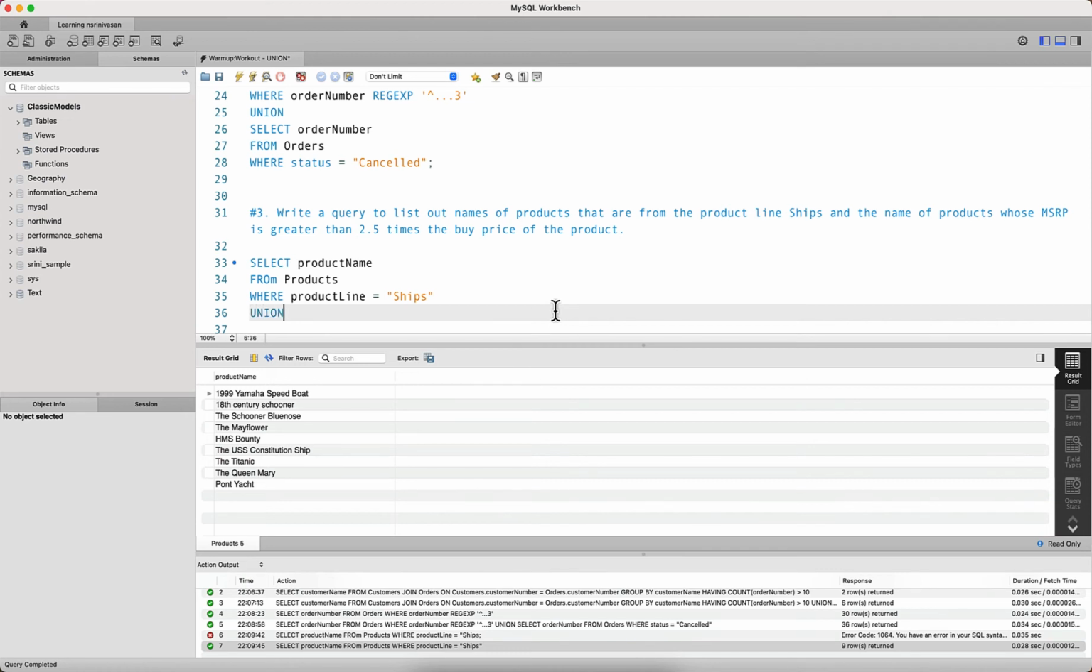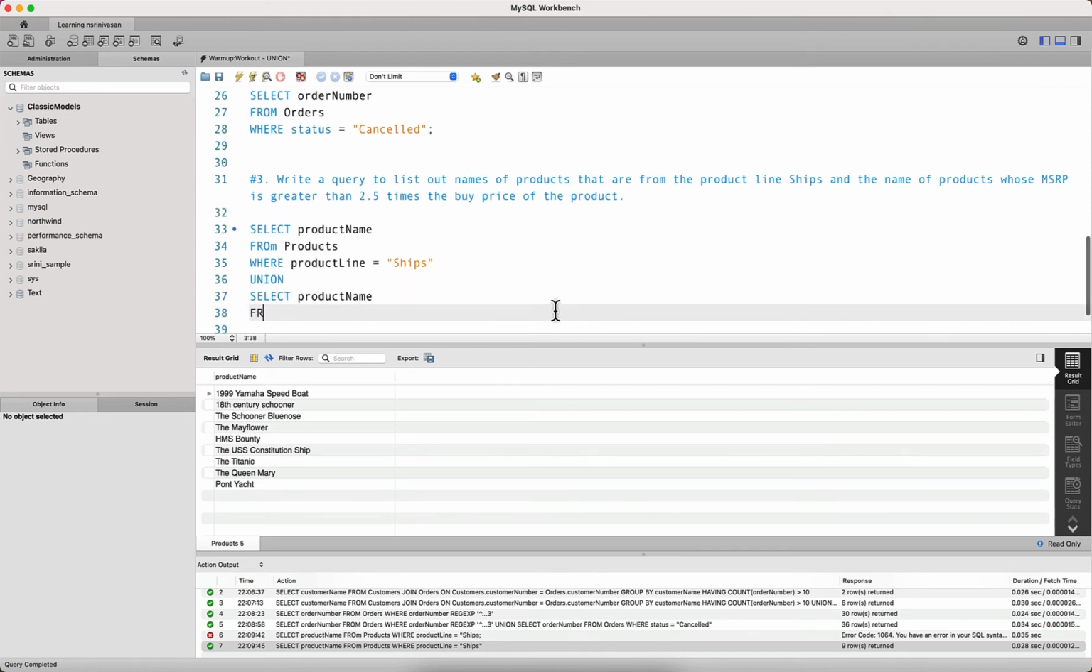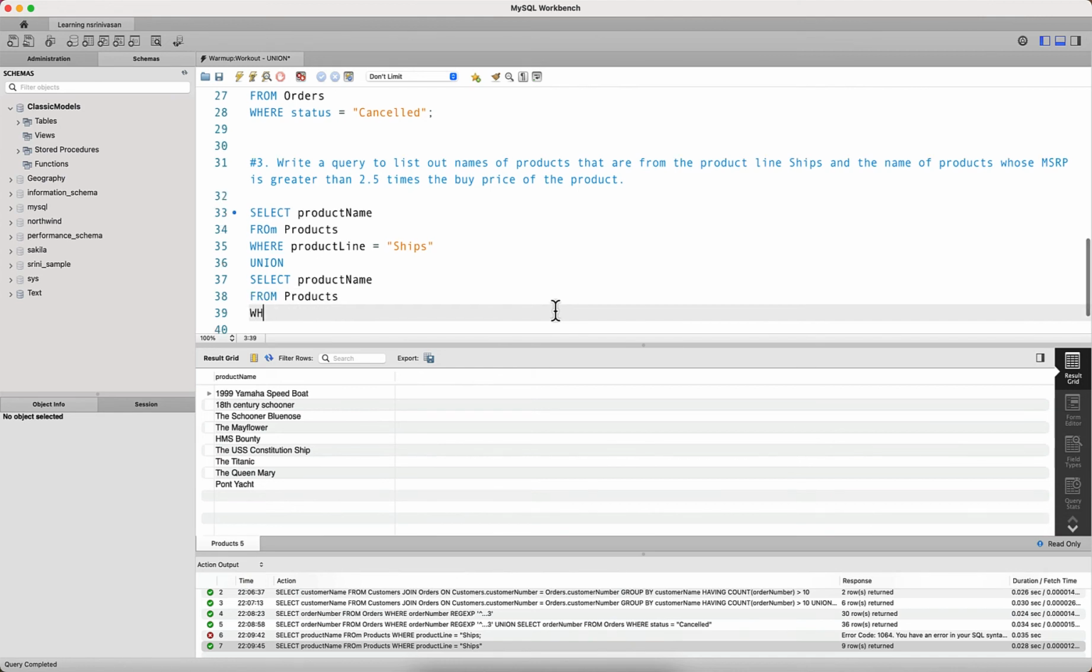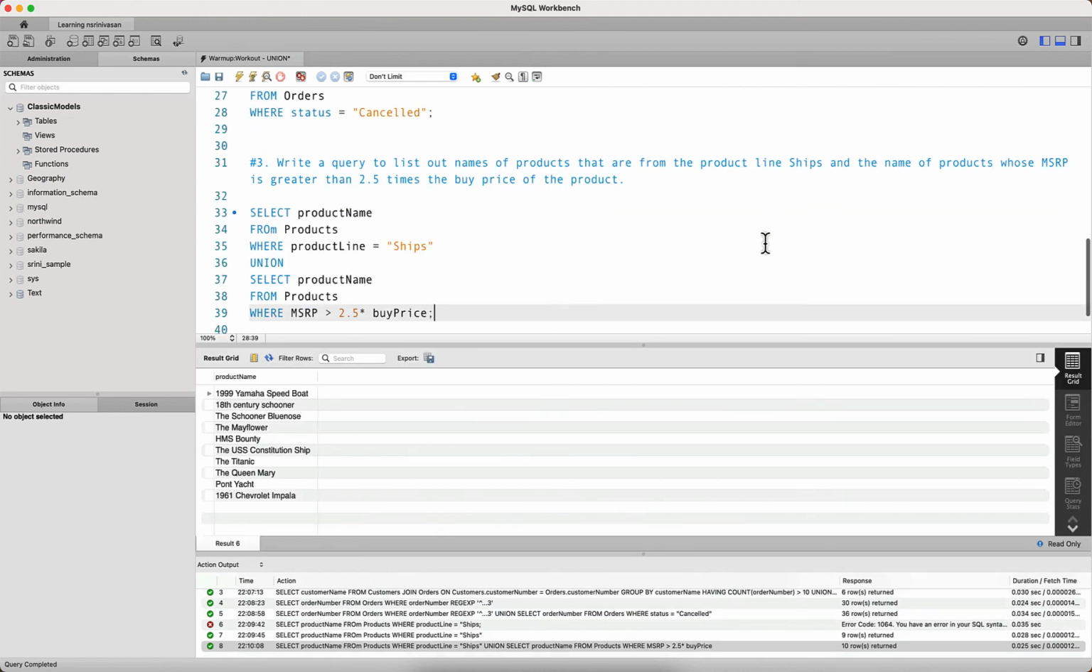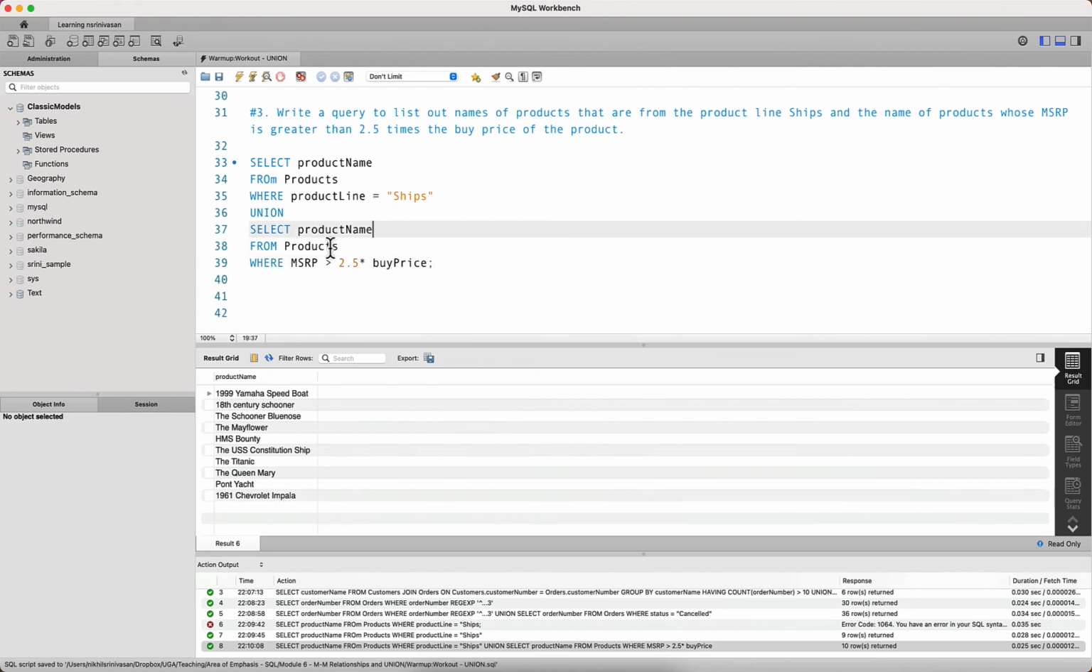And I'm going to union this with select product name from products where the MSRP, the retail price of the product, is greater than 2.5 times the purchase price or the buy price. And so now I get 10. So obviously it seems like in this case the Chevy Impala is the product that meets the second criteria over here. And so we see that the purpose of union clause is just to add the results of two queries together.